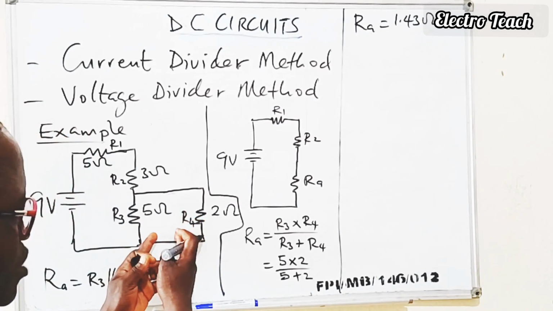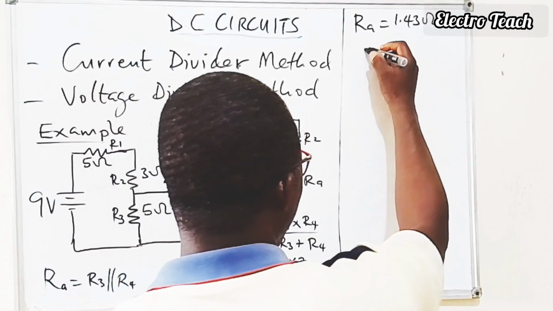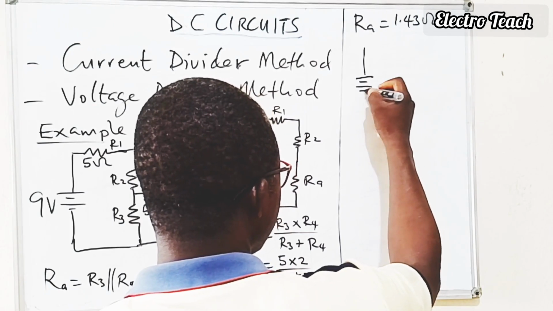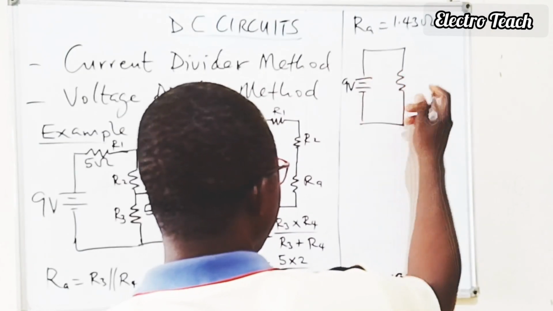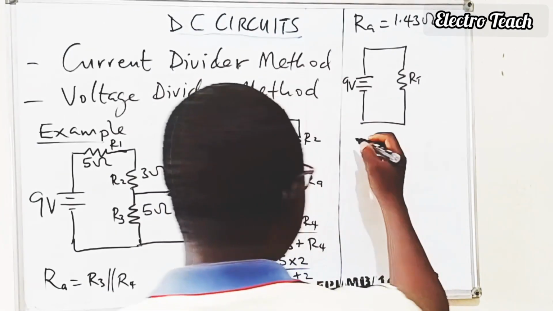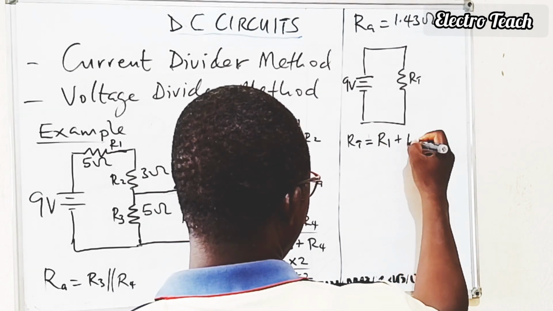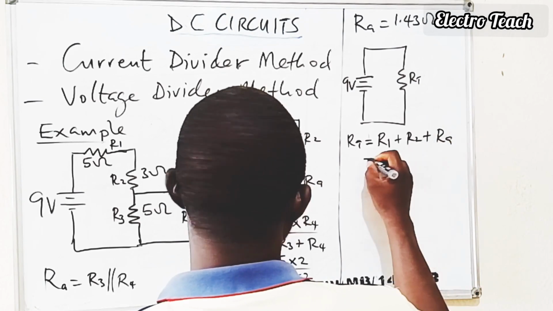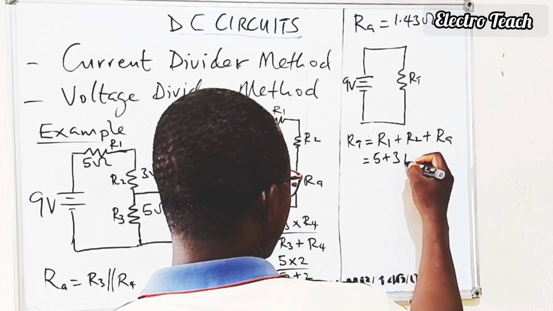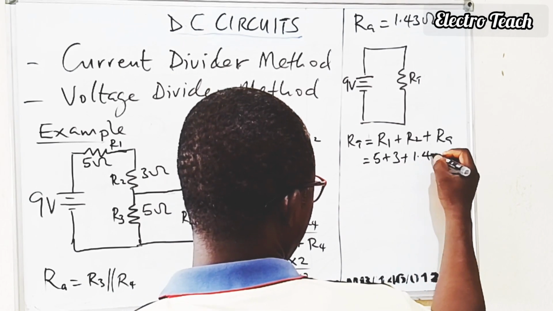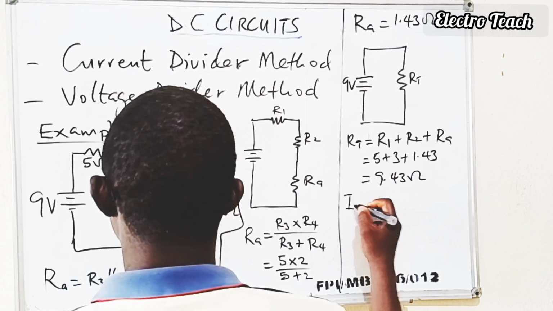After simplifying this particular segment of the network, we see that R1, R2, and RA are now all in series, such that we can redraw the circuit this way. And this is our 9 volt supply, and this is R total. R total is given as R1 plus R2 plus RA, and that is 5 ohms plus 3 ohms plus 1.43. That is 9.43 ohms.